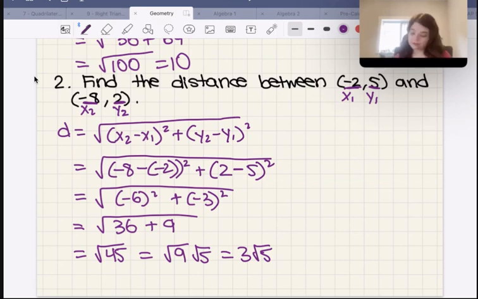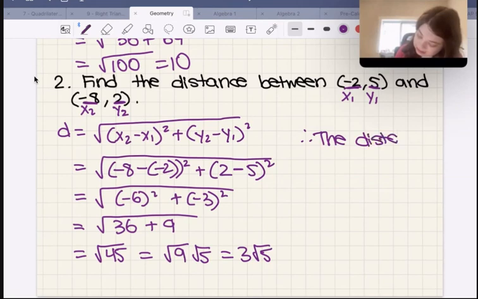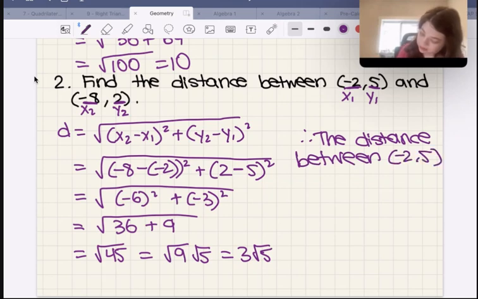So therefore, the distance, in this case, between the 2 points, -2, 5 and -8, 2, is 3 square root 5.